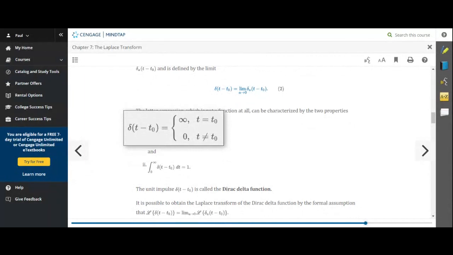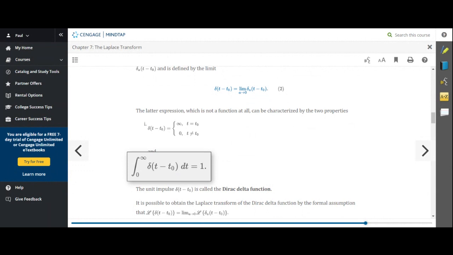The Dirac delta function will equal infinity at time t equals 0, and it equals 0 elsewhere. We saw a picture of this, and we just talked about this. Also, the integral of the Dirac delta function from 0 to infinity equals 1.